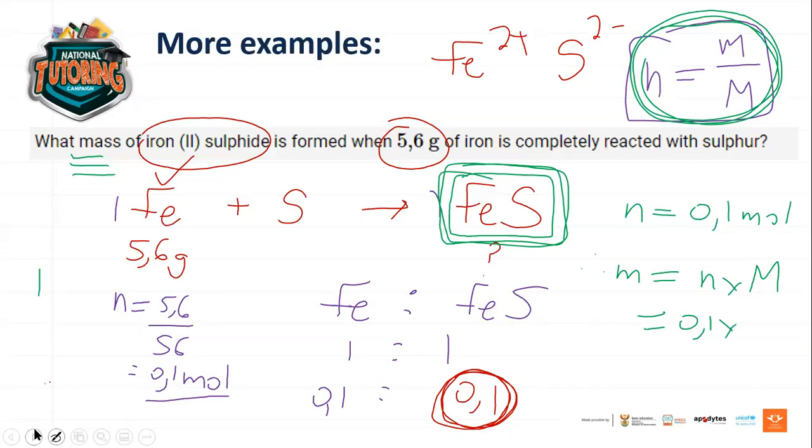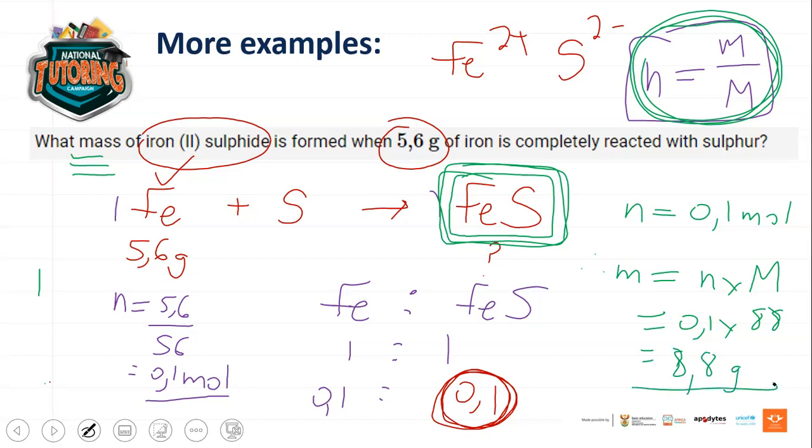So that means the molar mass of iron sulfide, we have to add those. It's 56 plus 32, which is 88. So I'm going to put 88 into my formula. 0.1 times 88 is going to give us 8.8. And remember, we're working out the mass, so it's going to be measured in grams. So we're going to get 8.8 grams of iron sulfide.